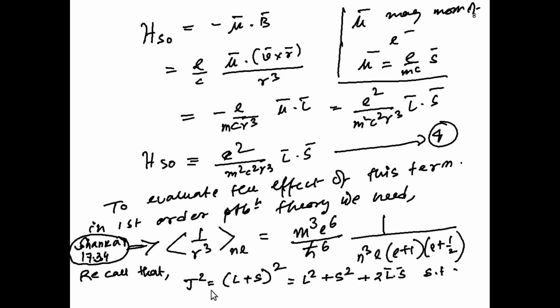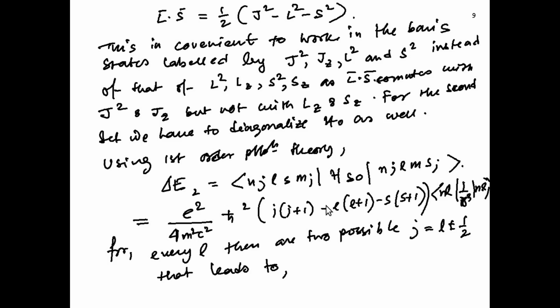So this part we can write. Now recall that the total angular momentum is L plus S. So J squared is (L plus S) squared, and I expanded this in this way: L squared plus S squared plus 2 L dot S, such that L dot S can be written in terms of J squared, L squared, and S squared. Now it is very convenient to work in this basis of J squared, Jz, L squared and S squared, because these are the terms which commute with the Hamiltonian.